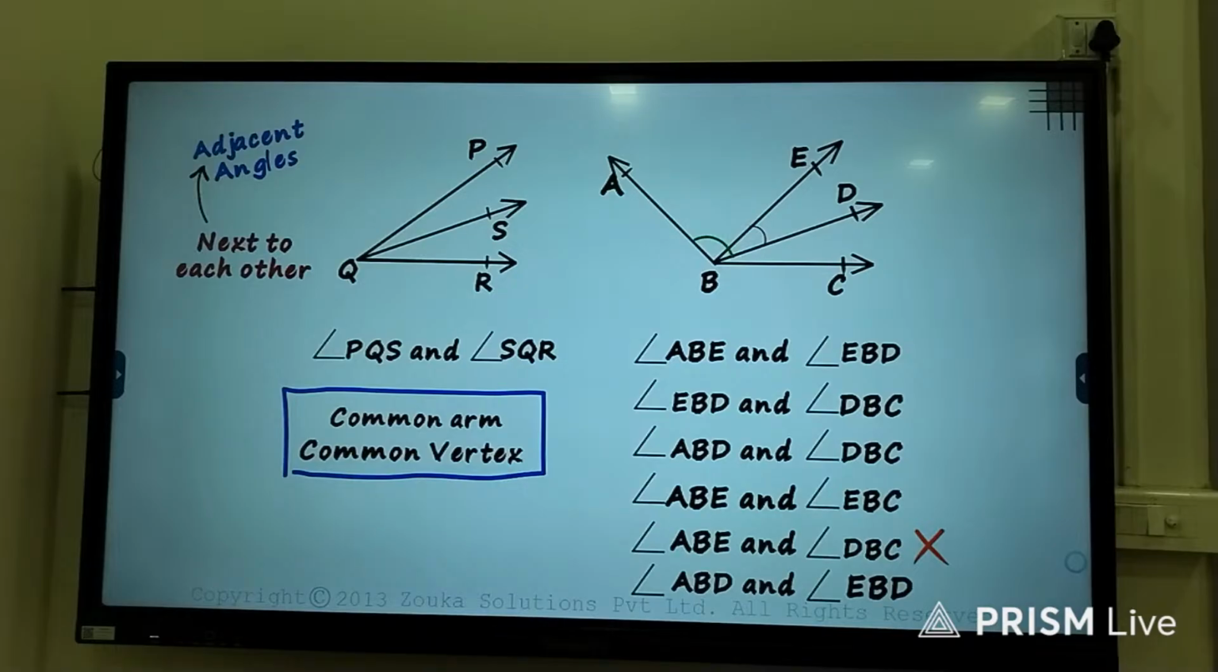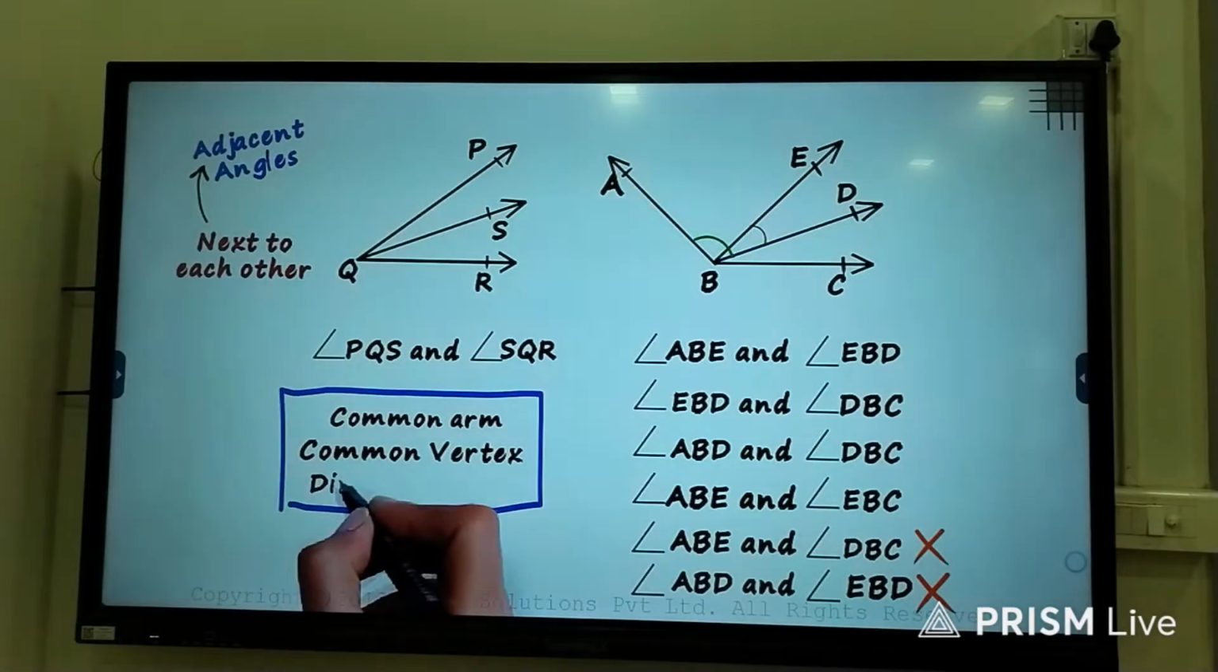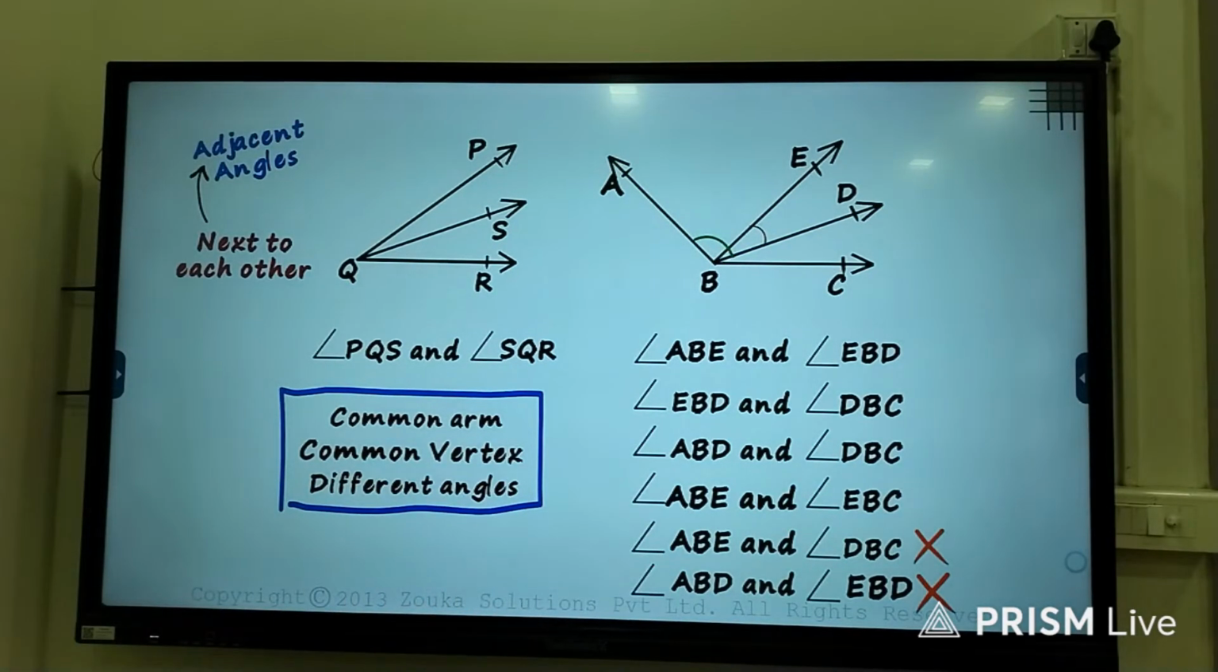Are they adjacent angles? You've probably realized it's a tricky question. They cannot be adjacent angles as one angle is a part of the other. Angle EBD is a part of angle ABD. When we talk about pairs, we talk about different angles. So apart from these two conditions, remember that two angles cannot be adjacent if one angle is a part of the other.